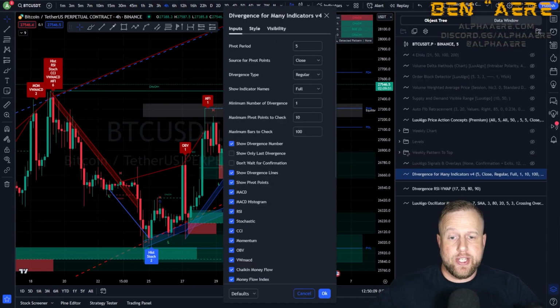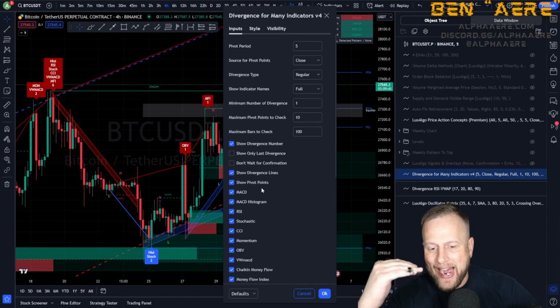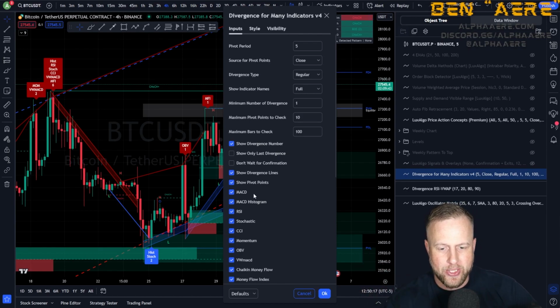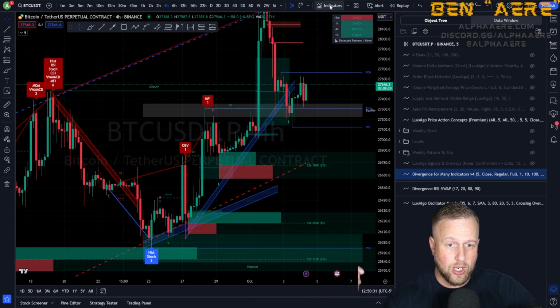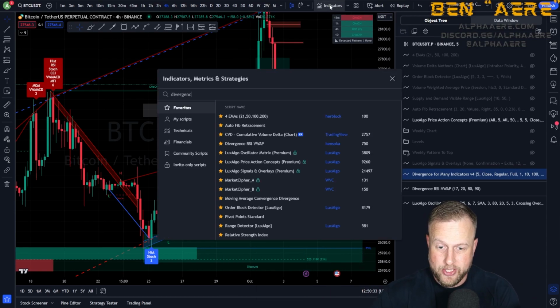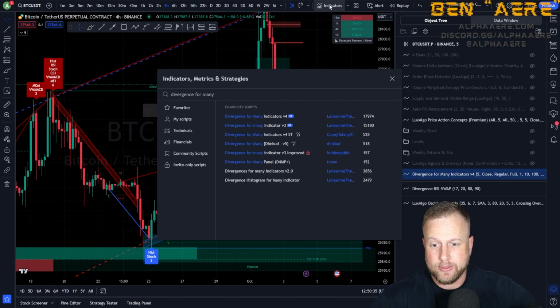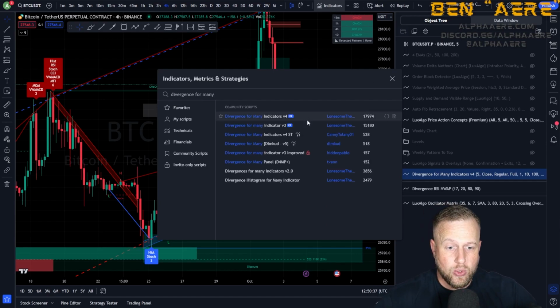So divergences being a big part of my trading strategy, I said to myself, I need to make this easier for myself. How can I find divergences on multiple indicators to make my job easier? Well, I came across the Divergence For Many Indicators V4. There's multiple versions. This is the latest and greatest. You can just type in Divergence For Many, and there it is, V4 right there.